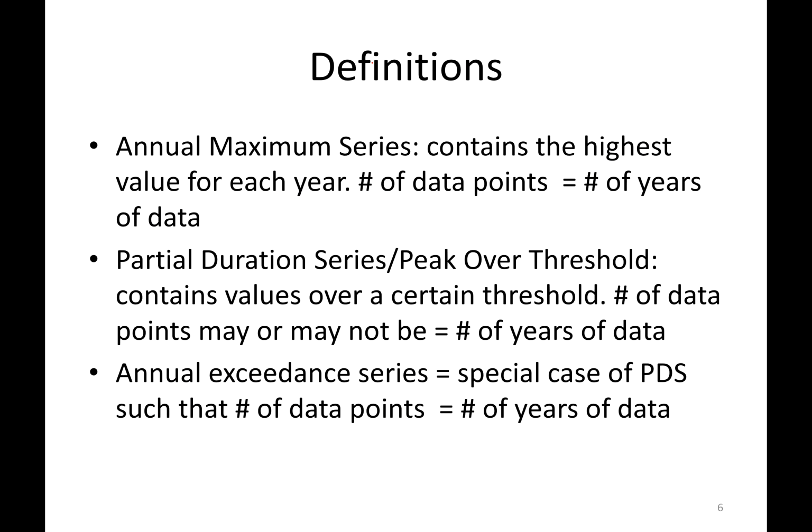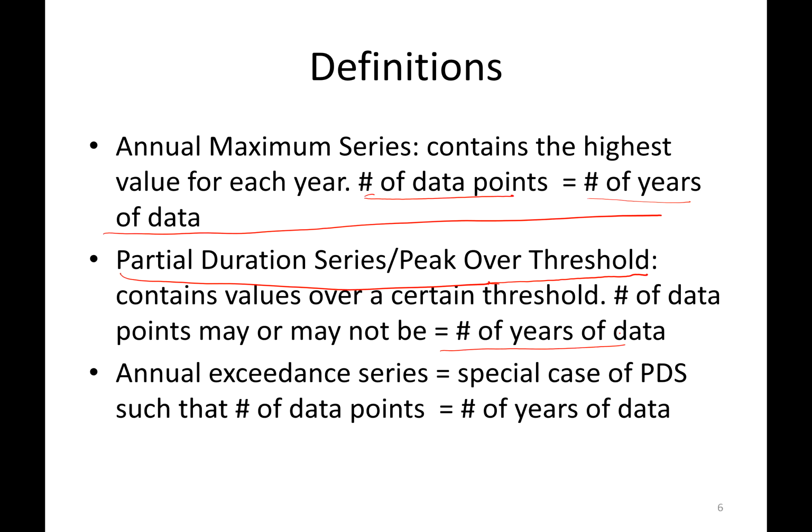This slide just shows the definitions for the annual maximum series and partial duration series. Sometimes the partial duration series is also called peak over threshold series, because as I said, we define a threshold and we pick all the values. As I mentioned earlier, in annual maximum series, the number of data points is equal to the number of years of data. With the peak over threshold series, the number of data points may or may not be equal to the number of years. There is a special case for the partial duration series, which is called annual exceedance series.